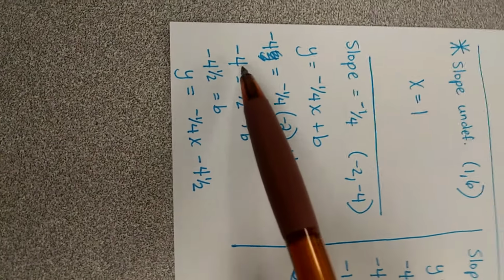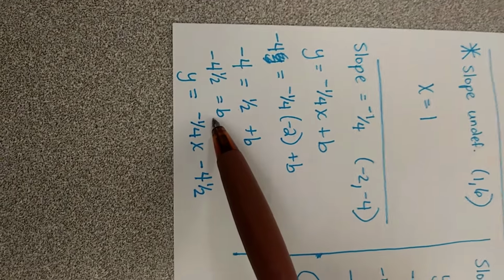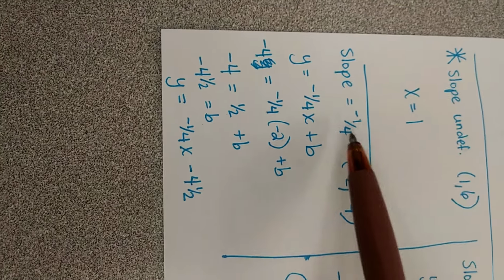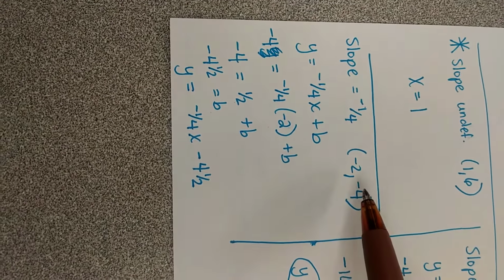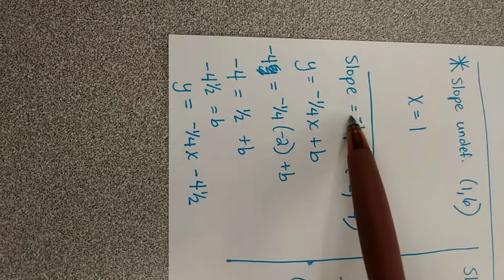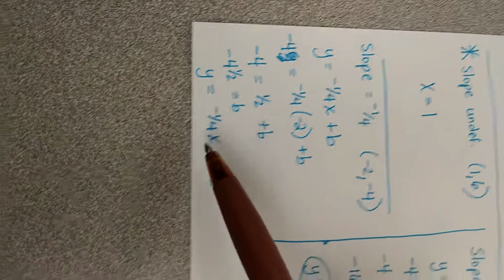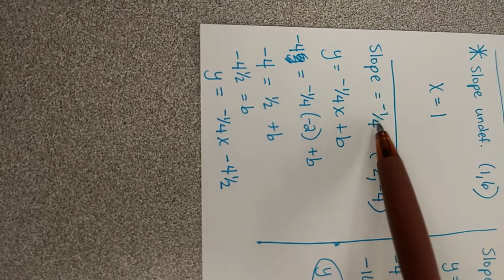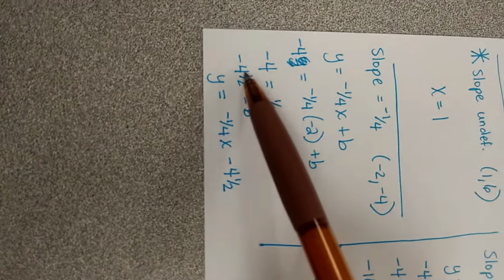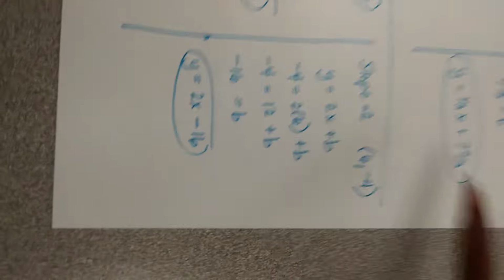And then I subtract the 1/2 from both sides. Now I know the b. I found the b using what they gave me. They gave me the slope. I found the b. Now I stick them both in. Negative 1/4, negative 4/2.